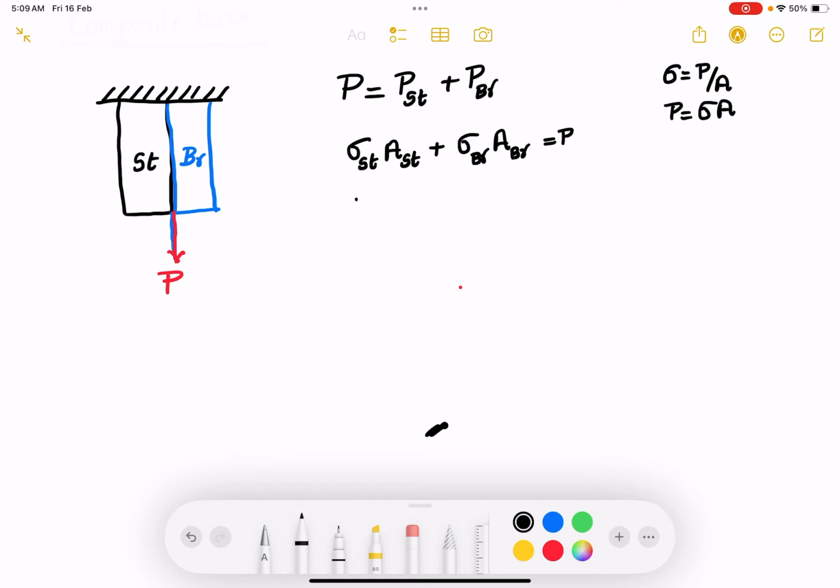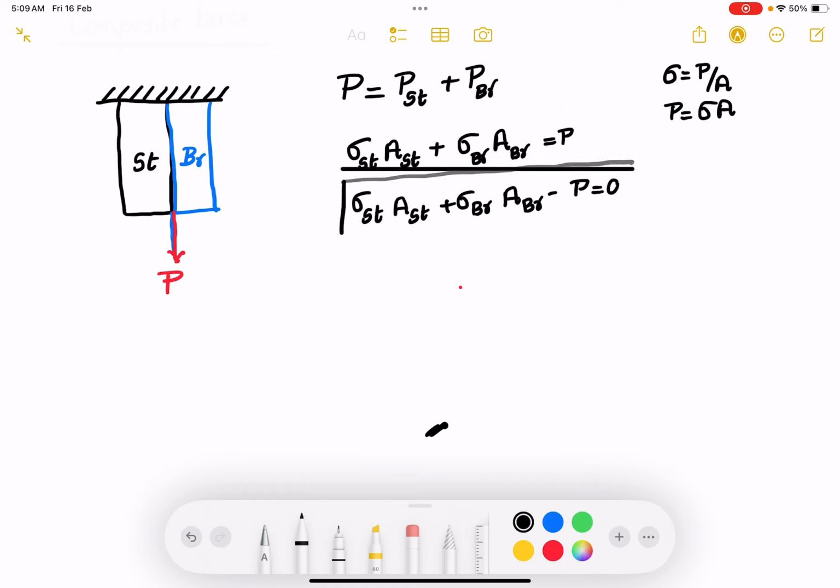I can even rewrite this equation further as stress in steel into area of steel plus stress in brass into area of brass minus capital P should be equal to 0. This is going to be our first equation. Okay, I can call this equation 1.